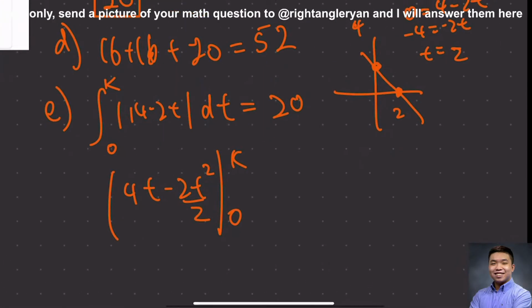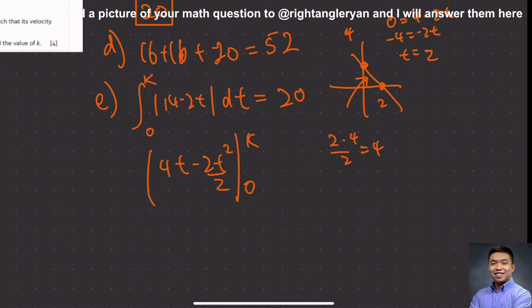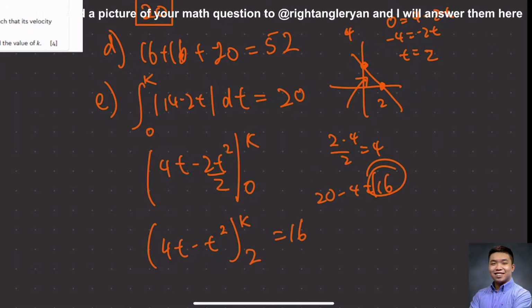So what is the area of this triangle first? The area of this triangle will be base times height divided by 2, so it's equal to 4. So that means 20 minus 4 is equal to 16, so we're still missing 16 from the integration. That means we have to integrate 4 minus 2t, so 4t minus t squared, from 2 to k, is equal to 16, or negative 16, because we know we're going to have a negative area. We know we have a negative area because this is negative, right?